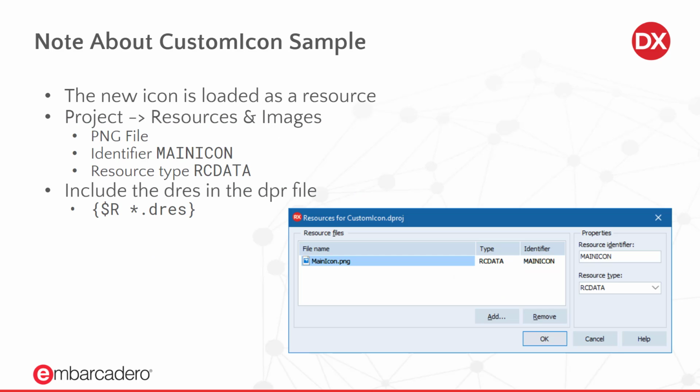In the custom icon sample, the icon file is a PNG that's loaded as a resource. So go to Project, Resources, and Images, and you can see it defined there. You also need to include the resource file in the DPR file. Make sure it's included there. If you don't have that there, then it won't work.